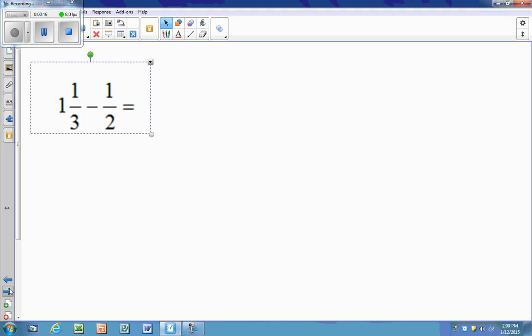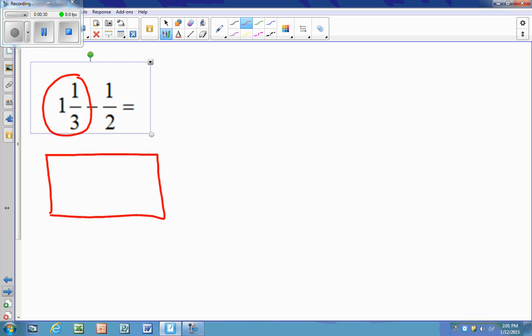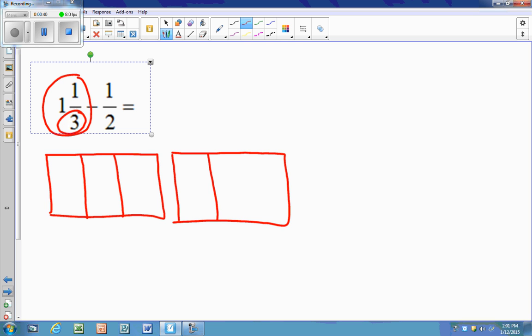We need to make sure that when we're subtracting, we're still using our models. They want us to draw them. So the first thing I have to do is ask myself, what exactly is 1 and 1/3? Well, I have 1 whole. So I'm going to draw my first rectangle. I'm going to have 1 whole. And then I'm going to have some piece left over for 1 and 1/3. Since my denominator is 3, I'm going to split both of my rectangles into thirds.